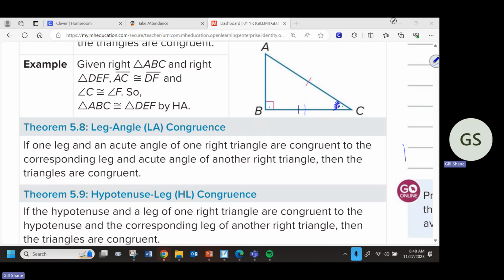I don't know anything about any angles, so I can't say angle side angle. I only know one angle, so I can't use anything. I can't do side angle side because the right angle is not. What am I missing, or what are we missing? What's the one thing I need to fill in the gap and then say, okay, now I can say they're congruent triangles?